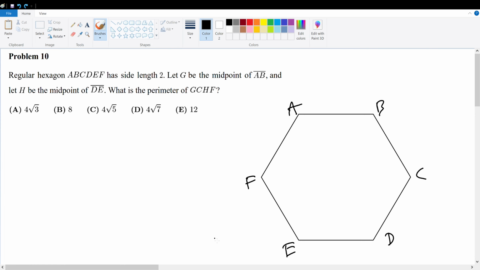It has side length of 2. Let G be the midpoint of AB. So let's call this roughly G, and H be the midpoint of DE. So this is roughly H. What is the perimeter of GCHF? So let's construct GCHF. The shape must connect G and C. It must also connect C and H. It must also connect H and F, and it must also connect F and G.